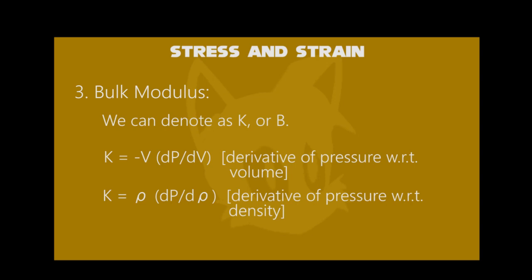We can write the formula K equals minus V times dP by dV, where dP by dV represents the derivative of pressure with respect to volume. When you consider mass, we write K equals ρ times dP by dρ, the derivative of pressure with respect to density. The inverse of the bulk modulus gives a substance's compressibility.